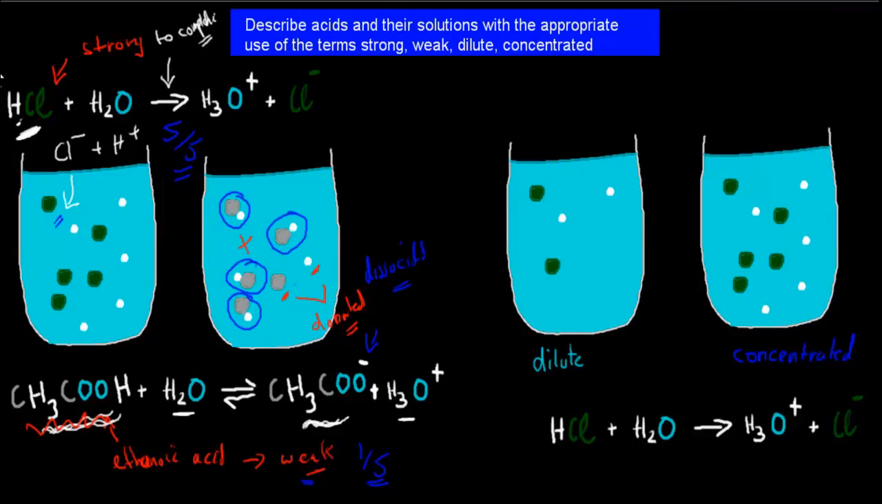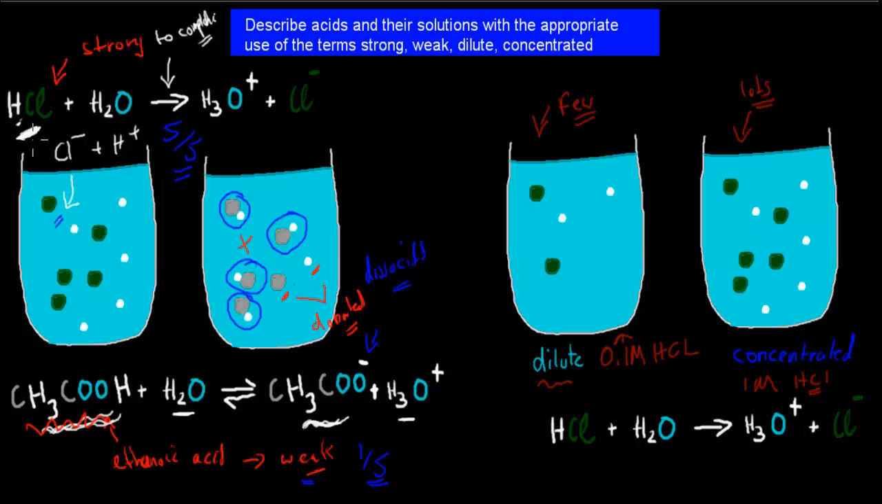Now when it comes to dilute and concentrated, if you have just a few molecules in it, then it's dilute, compared to if there are lots in there, then it will be concentrated. So for example, we might have 0.1 molar hydrochloric acid compared to 1 molar hydrochloric acid. And molar is obviously a measure of concentration.